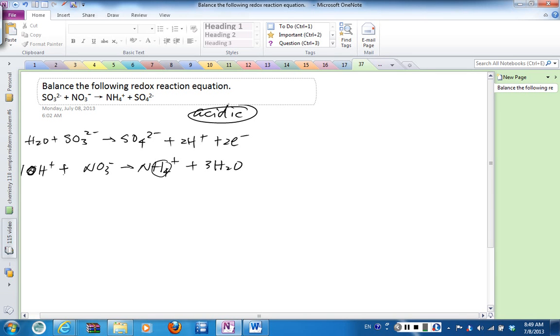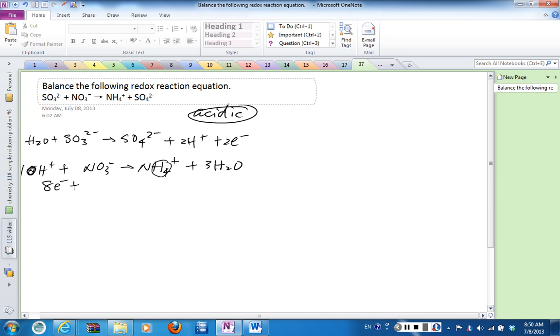So oxygen, hydrogen balanced, now charge. 10 positive charge, 1 negative charge, so +9 on the left. Only 1 positive charge on the right. So +9 and +1, 8 difference. Now, which side do we put the electrons? Well, for the 2 half reactions, the electrons can't be on the same side. So your 8 electrons are guaranteed to be on the left side. Alright, so now we got both of the half reactions balanced.